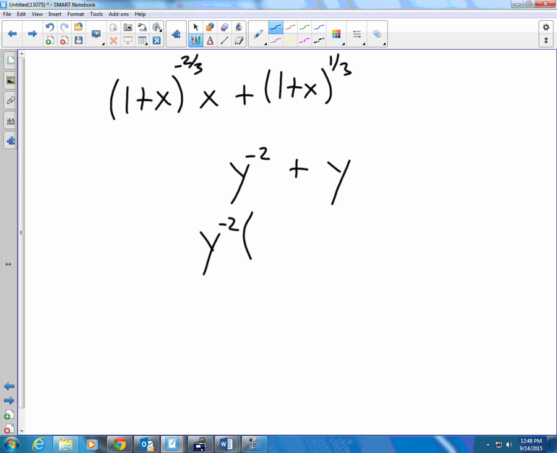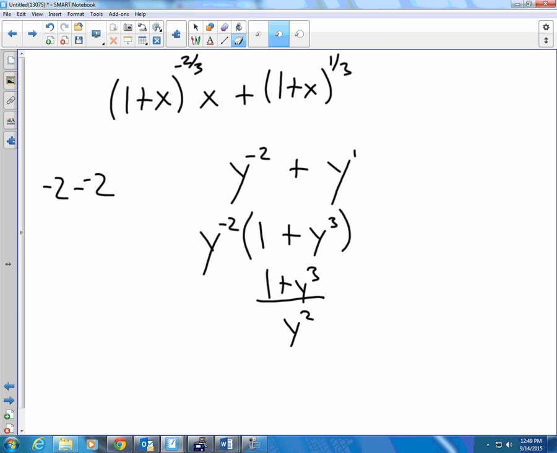What's negative 2 minus negative 2? 0. So you get y to the 0, which is 1, right? We knew we were going to get a 1, right? Okay. Plus, the exponent is 1. What's 1 minus negative 2? So we end up with 1 plus y to the third over y squared. Now, you can factor that as the sum of two cubes, but you get the idea?